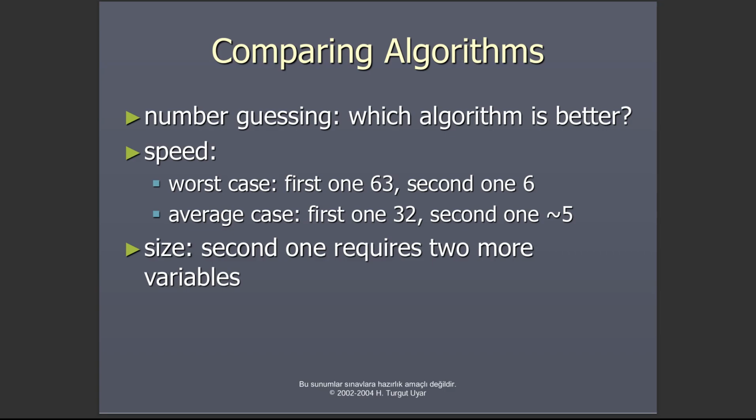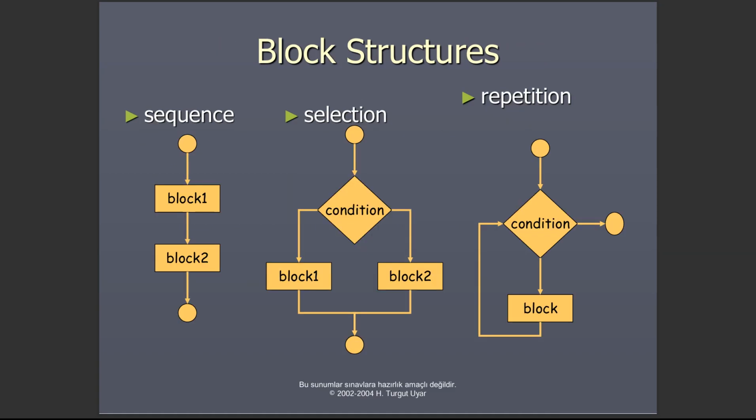However, there's a small trade-off. The second algorithm needs 2 more variables to work. This shows us that sometimes we need to use a bit more memory to make our program faster.